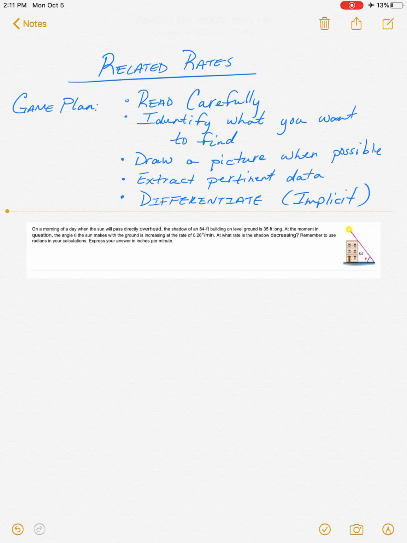On a morning of a day when the sun will pass directly overhead, the shadow of an 84-foot building on level ground is 35 feet long. At the moment in question, the angle theta the sun makes with the ground is increasing at the rate of 0.26 degrees per minute. At what rate is the shadow decreasing? Remember to use radians in your calculations. Express your answer in inches per minute.